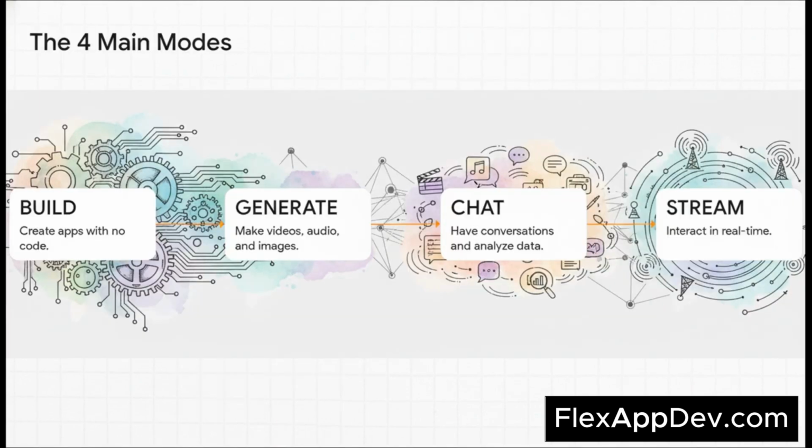So let's focus on those modes on the left for a second. There are really only 4 you need to know to master this thing. Build is for creating apps. Generate is your go-to for making videos, audio, all that good stuff. Chat is for having conversations and analyzing data. And stream is for real-time interaction. You get these 4, you've basically mastered the entire tool.